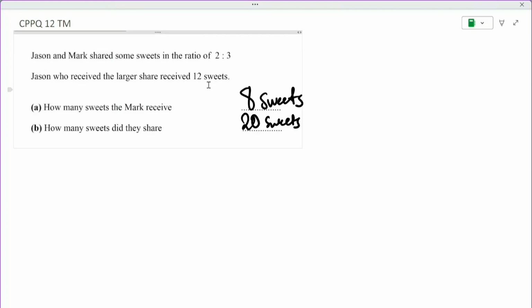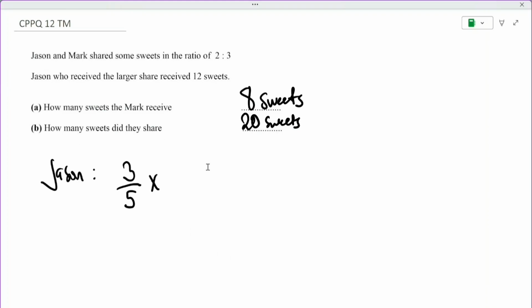Since we have the ratio for Jason and also the number of sweets Jason received, we can use these two pieces of information about Jason to find the total number of sweets they shared. We are saying for Jason, he received the larger share, that his ratio is 3 over the total ratio, that's 2 plus 3, you have 5, times the total number of sweets they shared, that's X, should give you the number of sweets he received, which is 12.